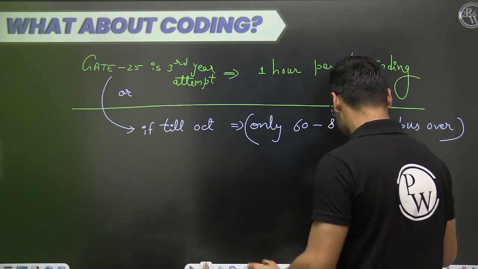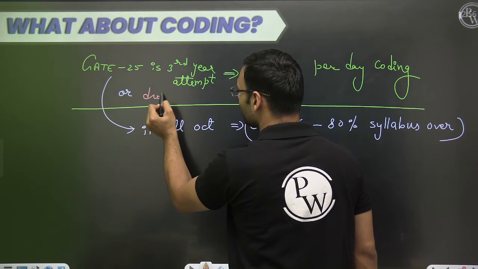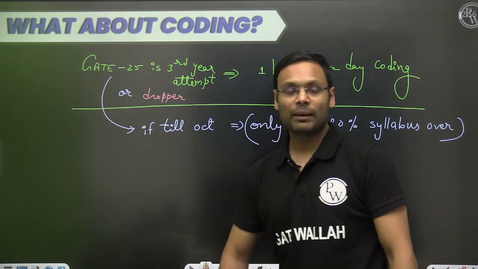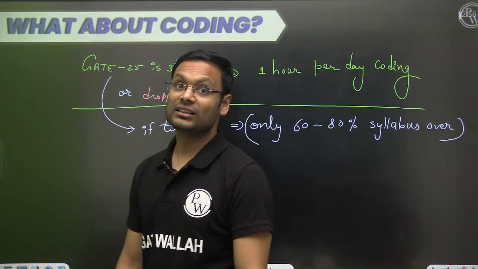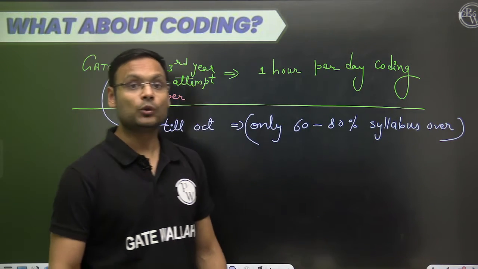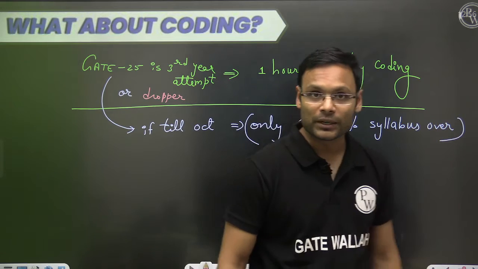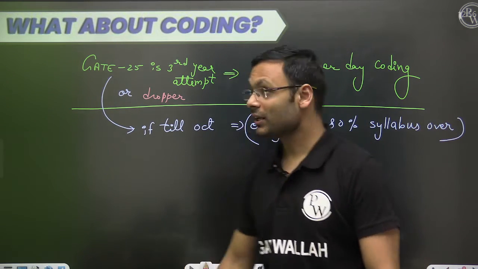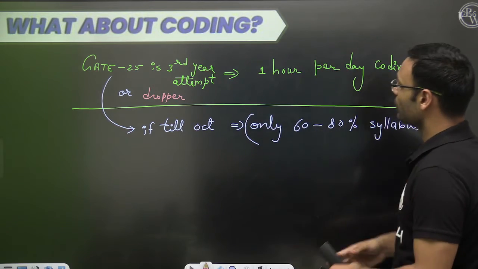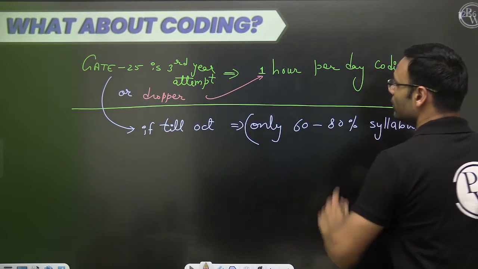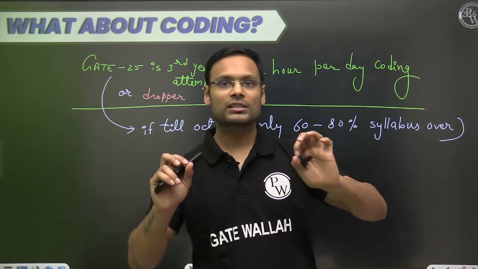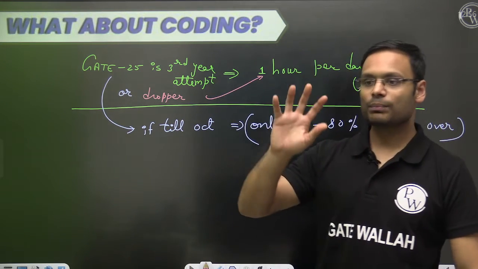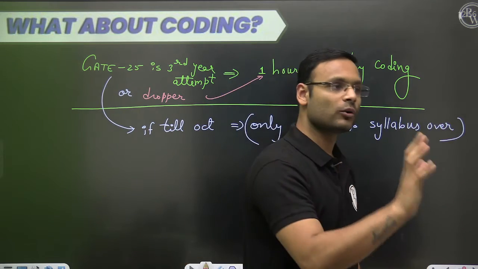Okay, now if you are a dropper, of course you will have enough time in the day, so you can spend approximately 8 to 10 hours a day. If you can spend 8 to 10 hours a day for GATE preparation, I would like to take 1 hour per day from your preparation and go for your 1 hour per day coding. You don't have to worry, you can finish your syllabus till September itself easily. 8 hours per day for GATE, 1 hour per day for coding.